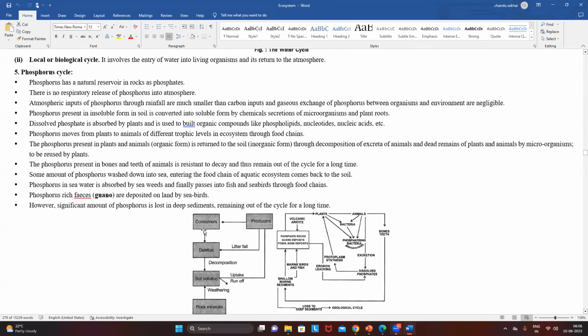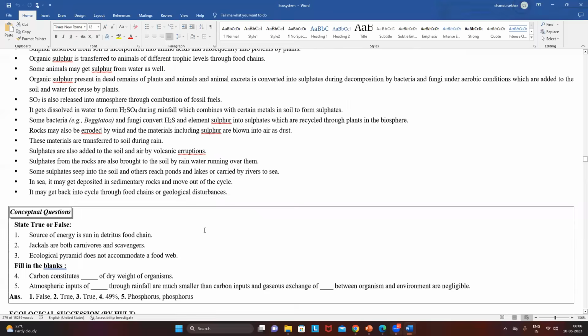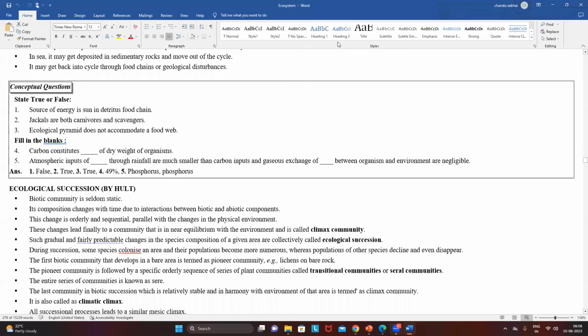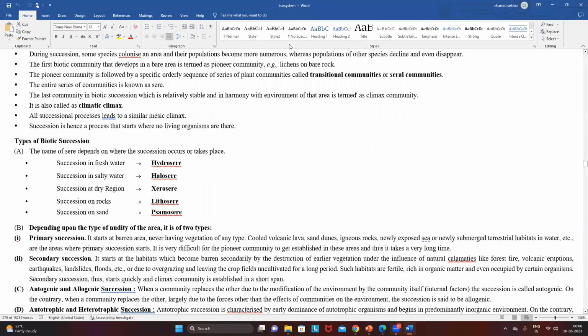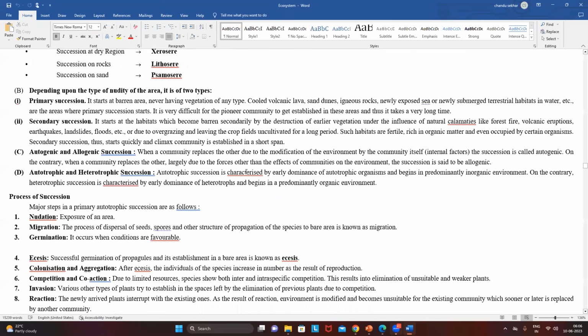Once you finish this, the very important concept where you can undoubtedly get questions is ecological succession. You can expect matching questions from here also. What are the types of succession taking place in different regions? What is the succession on a dry region? It is asked many times. What is the succession that happens in salty water? In the lesson I have explained it to you, right?